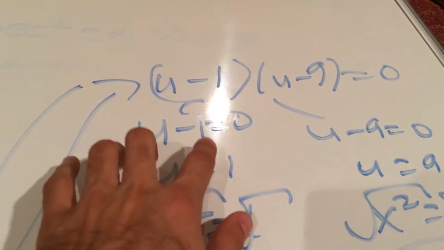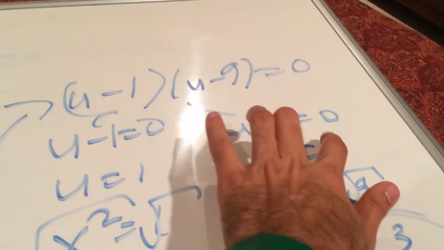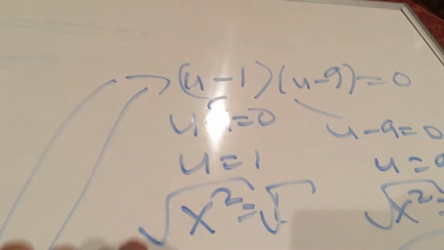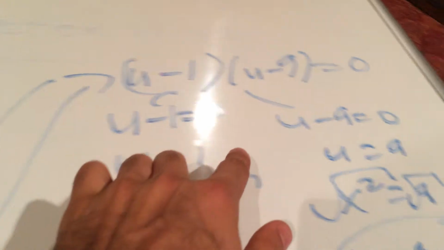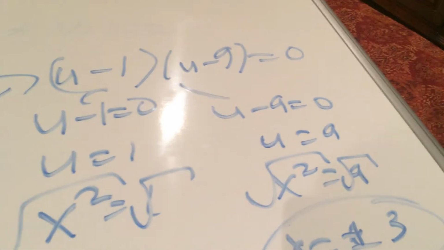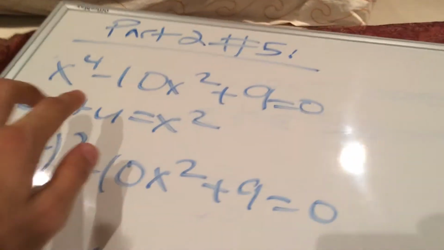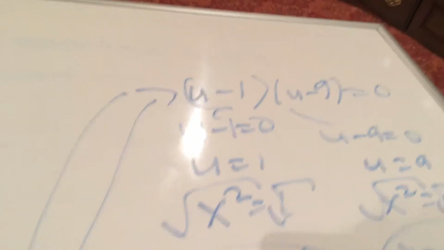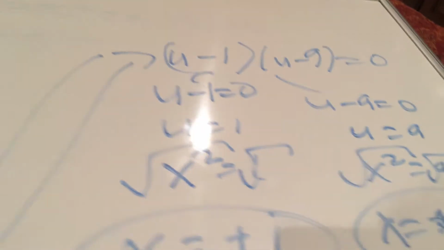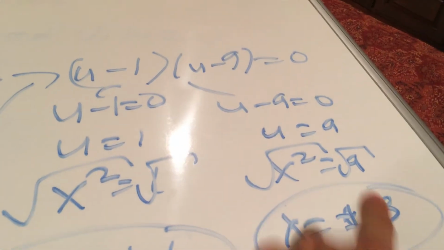So we've got u minus 1 equals 0 and u minus 9 equals 0. Therefore u equals 1, add 1 to both sides. U equals 9, add 9 to both sides. Now, u, remember, is just x squared. So bring back x squared here. So we got x squared equals 1 and x squared equals 9.